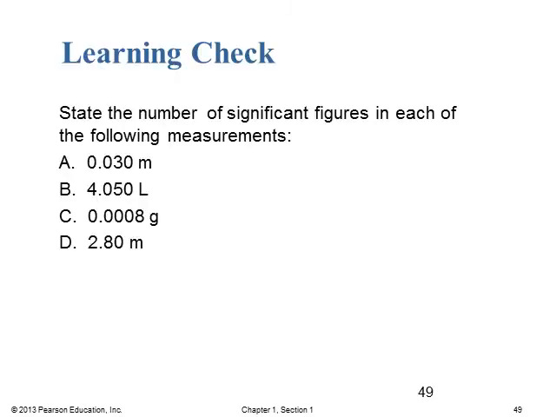And in part D, we have that 0 after the 8, and because it is after a non-zero number, and it's after a decimal point, then that 0 is significant. And so part D is 3 significant figures.